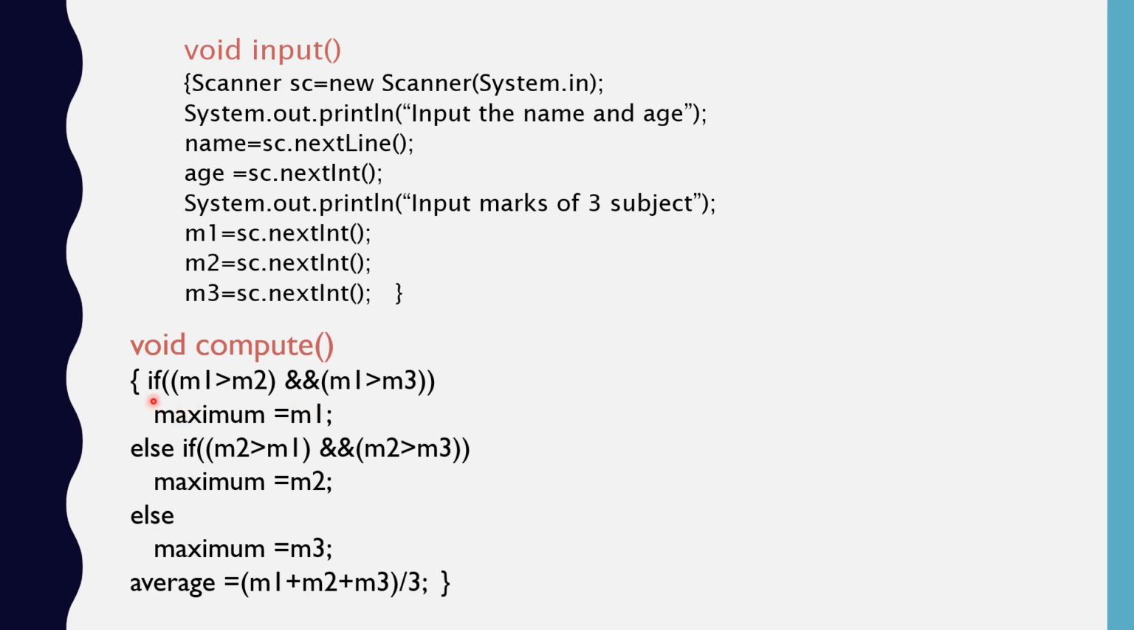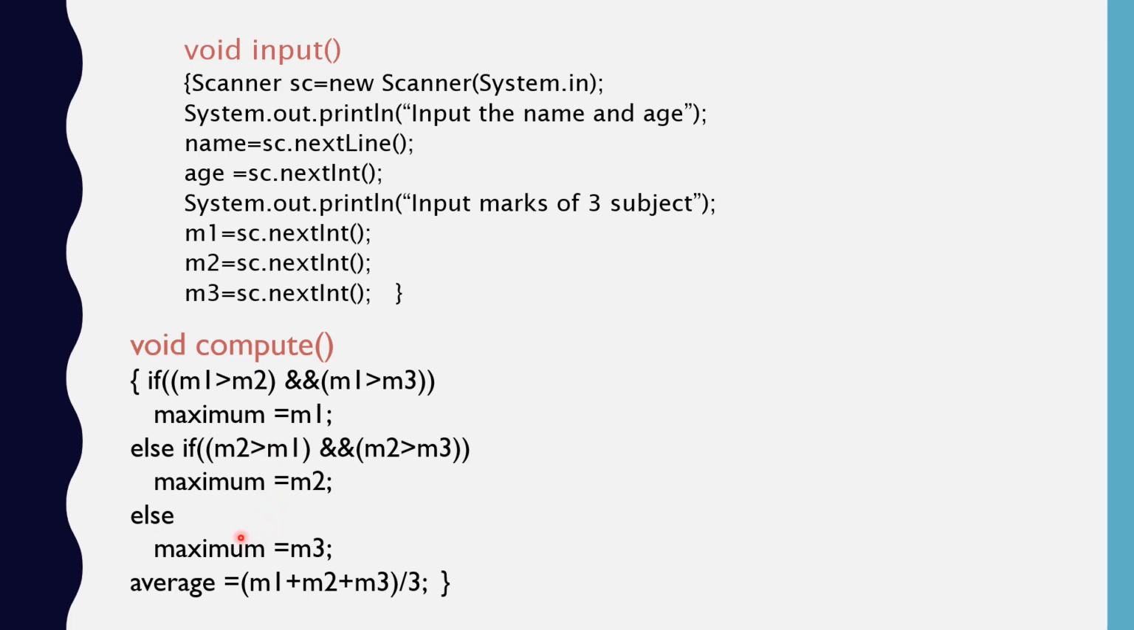So here we can use the if else ladder. Here if m1 is greater than m2 and m1 is greater than m3, that means if m1 is highest, maximum is equal to m1. And suppose if this condition is wrong, then check if m2 is greater than m1 and m2 is greater than m3. If this is highest, then maximum is equal to m2. And if both the conditions are false, maximum is equal to m3. So we got the maximum marks out of the 3 by using if else if.